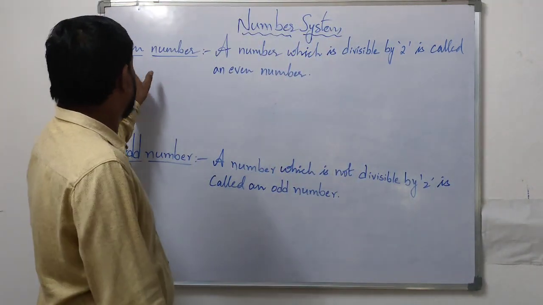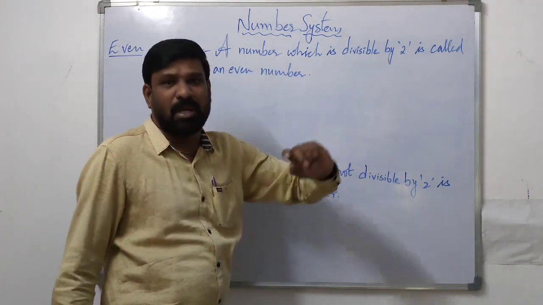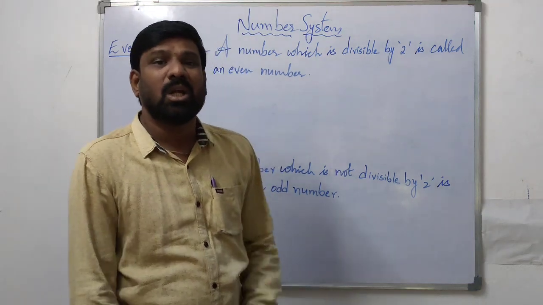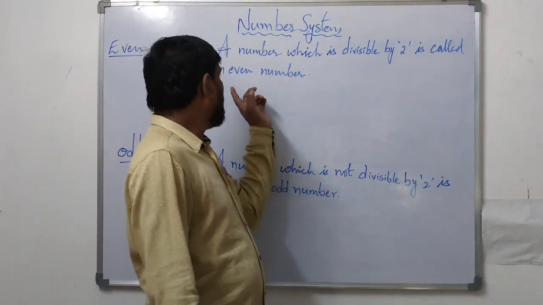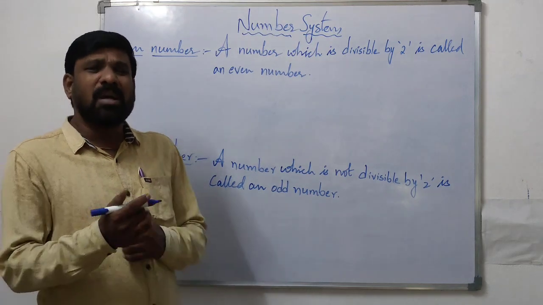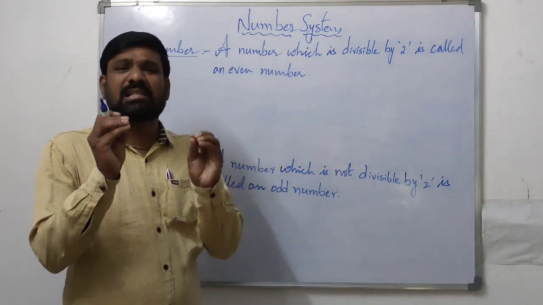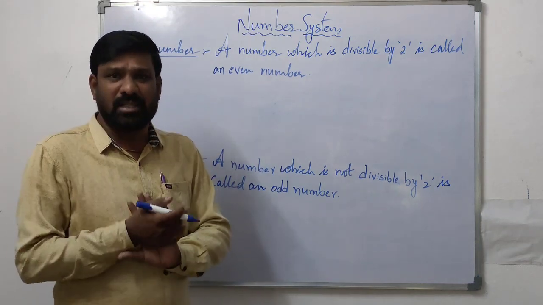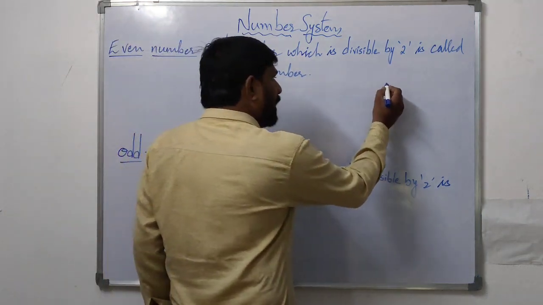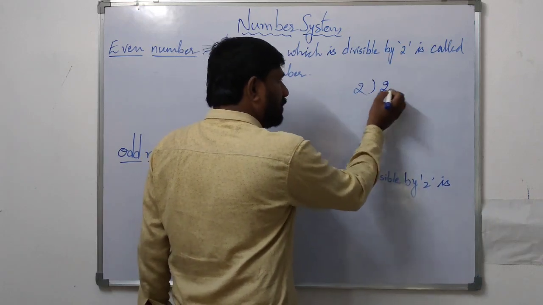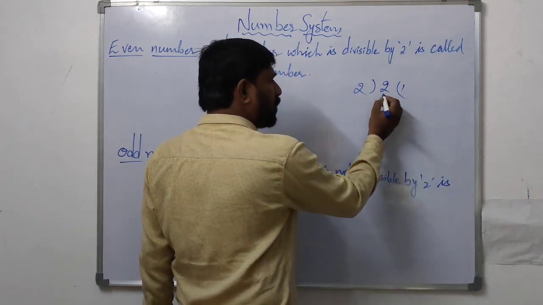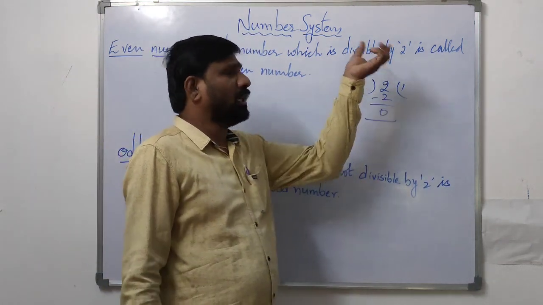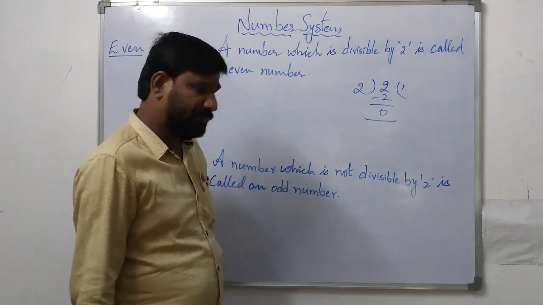Even number definition. A number which is divisible by 2 is called an even number. Divisible by means what? It should exactly divide. Whenever you are dividing a number with 2, you have to get remainder 0. Suppose I take 2 only. I am dividing 2 with 2. 2 ones are 2. What is the remainder? I got 0, right? So this 2 is called an even number.